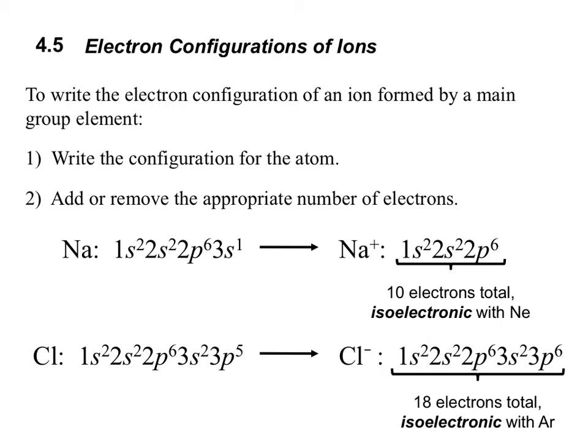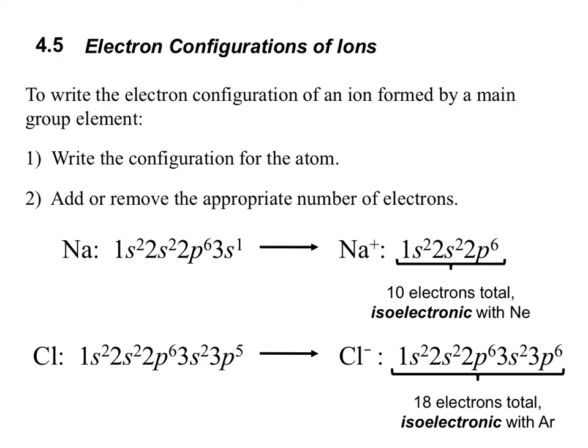So for example, sodium is 1s2, 2s2, 2p6, 3s1. Sodium plus, having lost an electron, is only 1s2, 2s2, 2p6. This has 10 electrons total and therefore is isoelectronic with neon, i.e. the electronic configuration is the same as that of neon.